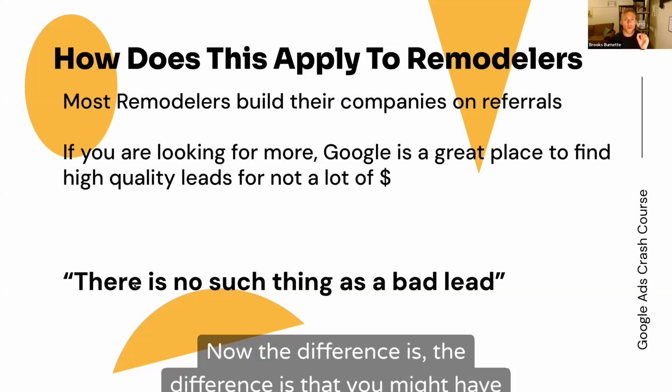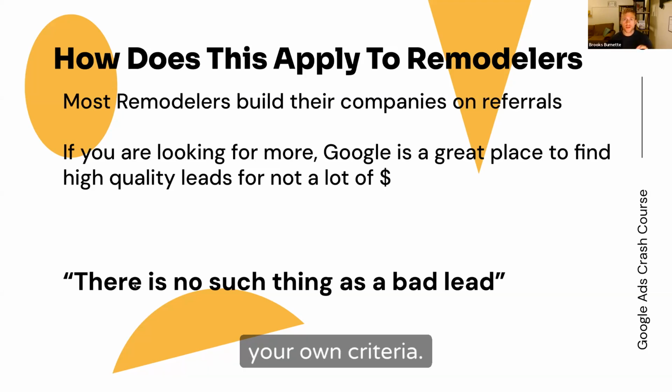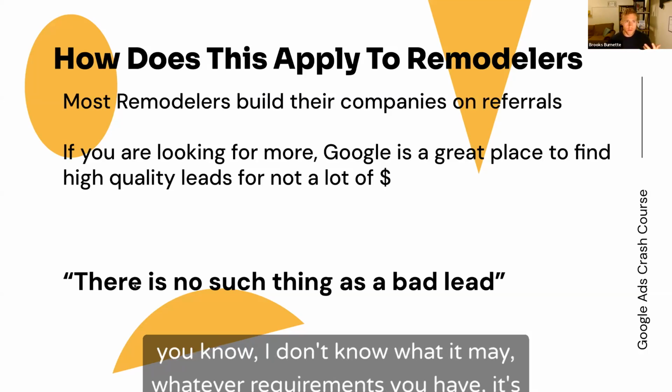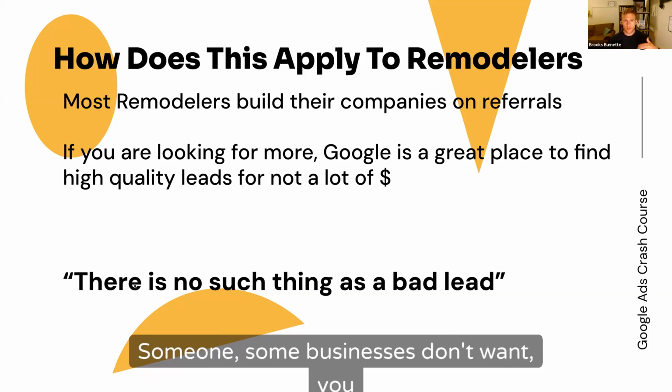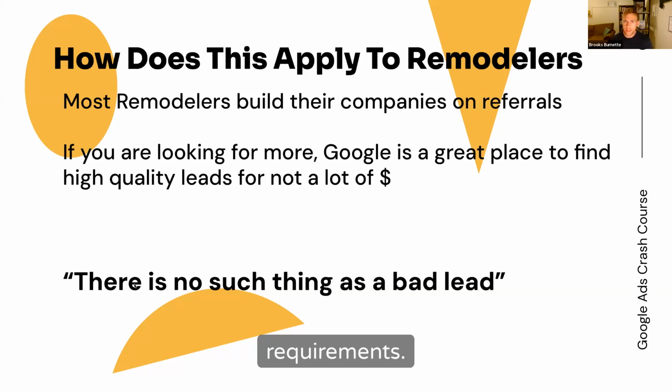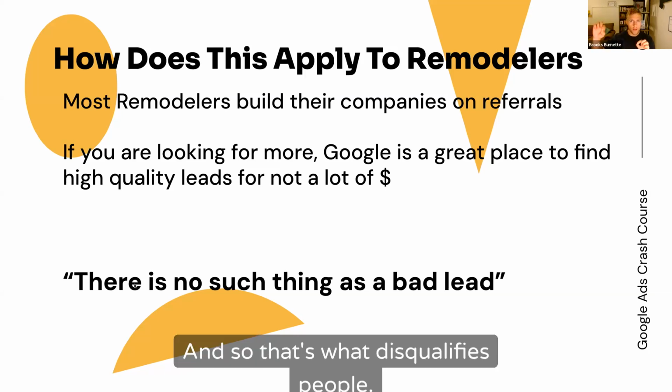Now, the difference is that you might have your own criteria. You have budget requirements. You have, I don't know, whatever requirements you have. It's typically budget, right? Some businesses don't want jobs under 50,000 or whatever it may be, but you have your own requirements. And so that's what disqualifies people.